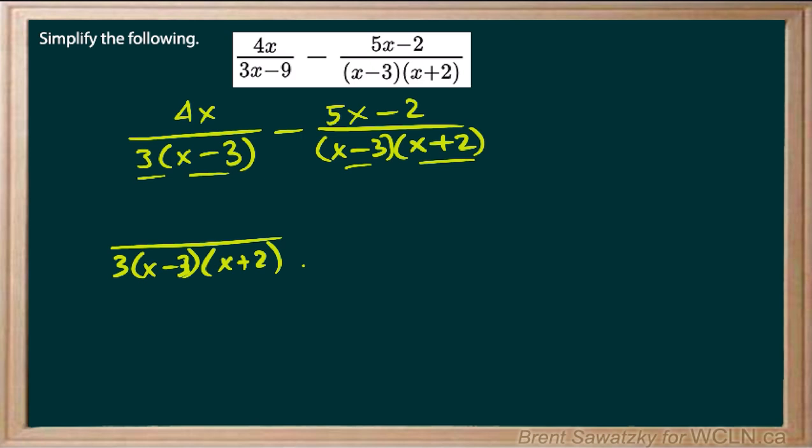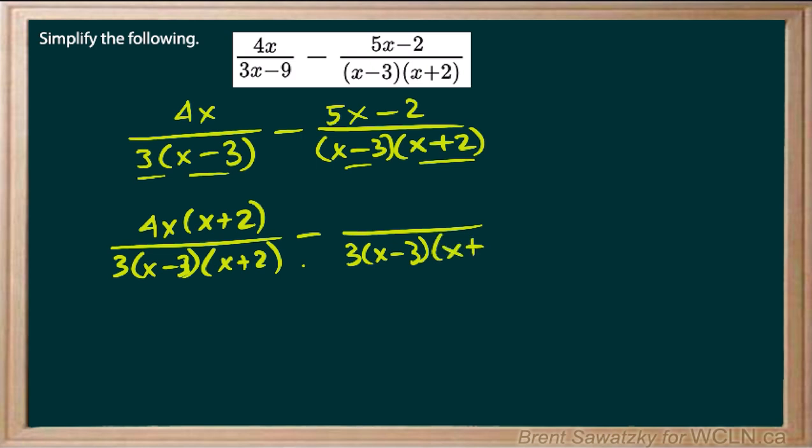And so what did we have to do to this first fraction, or first rational expression, in order to get that denominator? Well, we had to multiply by x plus 2. So whatever we do to the bottom, we do to the top. And there we go.